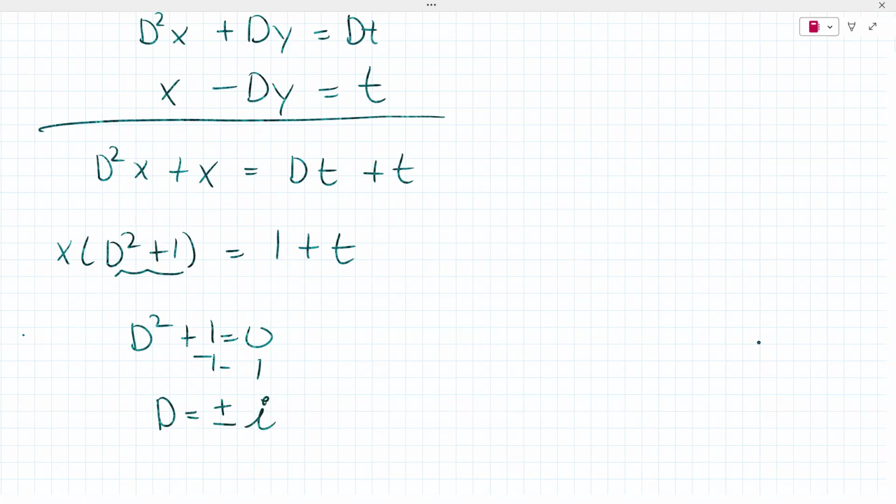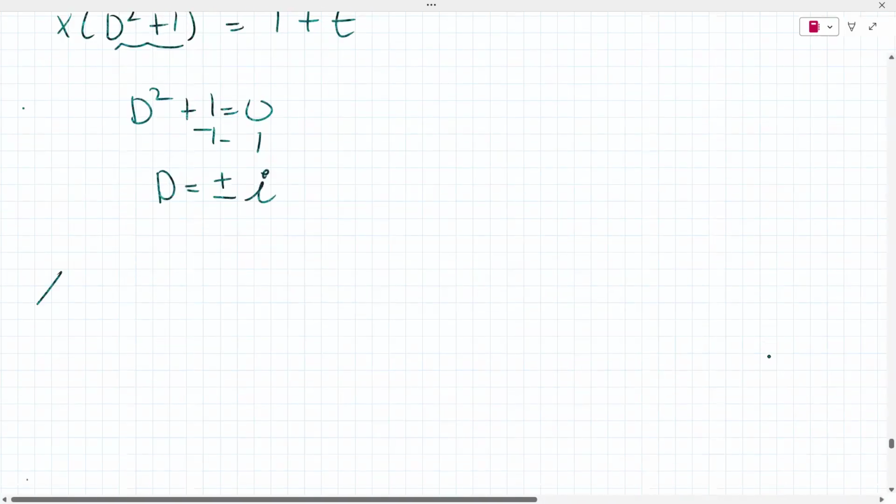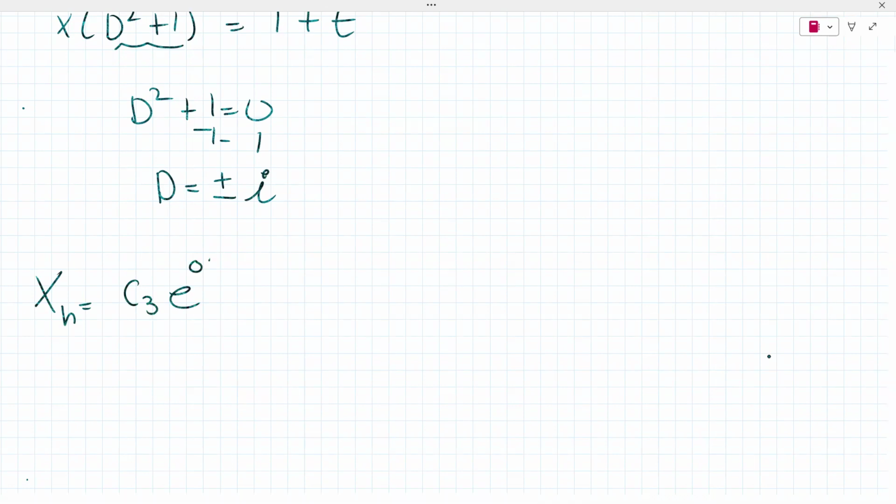Okay, so what we're doing is finding the equation for x. We just found the equation for y, so let's find our x_h, which is c3 e to the 0t cosine of t plus c4 e to the 0t sine of t.